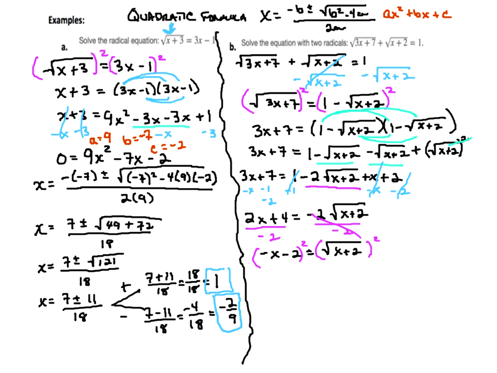Okay, so on the right-hand side, when I square root, it just goes away. This left-hand side is negative x minus 2 times negative x minus 2, and the right-hand side is just x plus 2. I have to do distribution again.